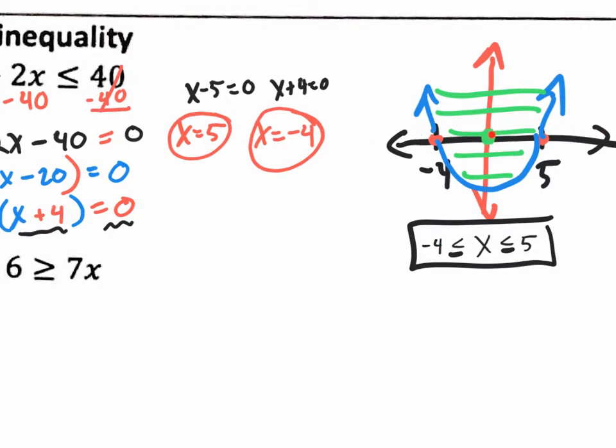If you would have tested 0, 0 and it wouldn't have worked, then you would have shaded the outside, which means you would have the inequality x is less than or equal to -4, or x is greater than or equal to 5. So when it's apart, you keep it with the word or. When it's together, you put it together as a compound inequality.